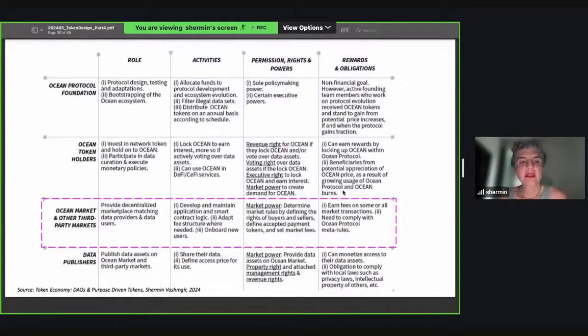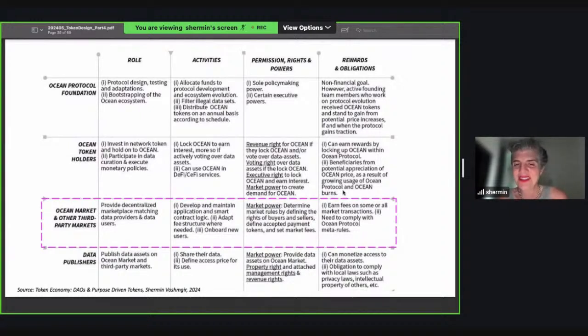So Ocean Market and other third-party markets provide decentralized marketplaces for matching data providers and data users. These markets can be more or less specialized and are independent from each other. Each marketplace can develop and maintain an application, their own smart contract logic, adapt fee structures where needed, onboard new types of users, and market to new types of users.